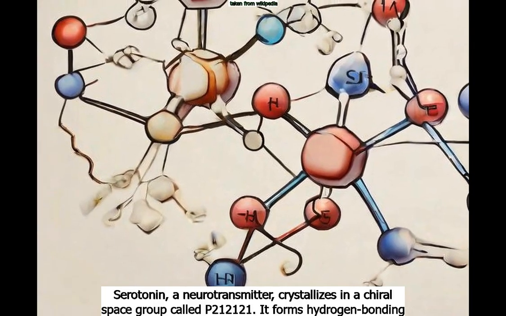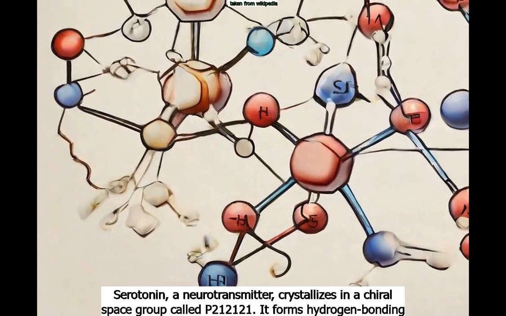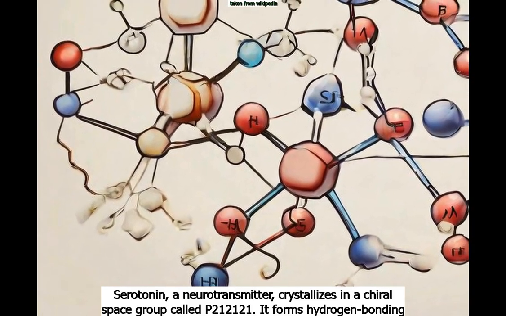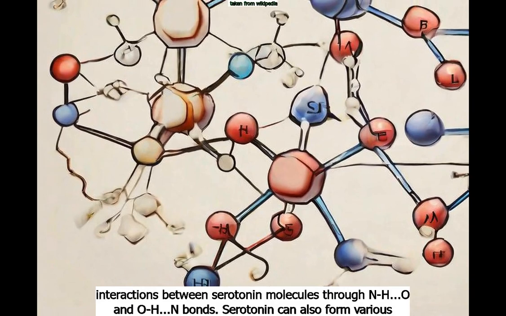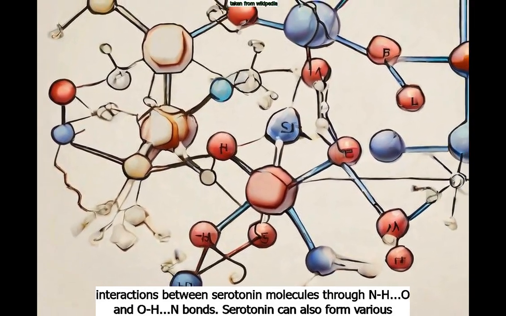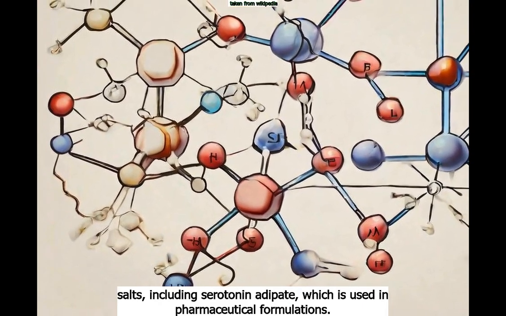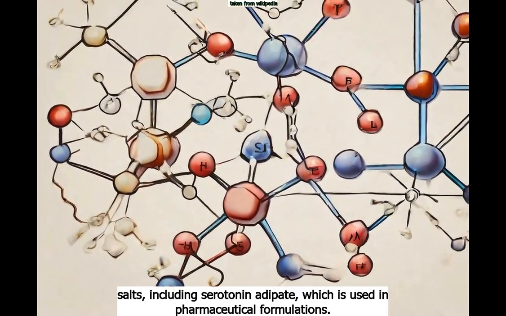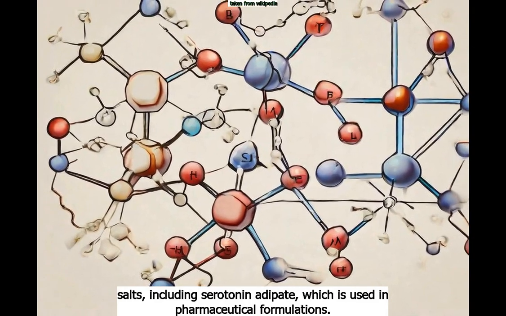Serotonin, a neurotransmitter, crystallizes in a chiral space group called P2-12121. It forms hydrogen bonding interactions between serotonin molecules through NH.O and OH.N bonds. Serotonin can also form various salts, including serotonin adipate, which is used in pharmaceutical formulations.